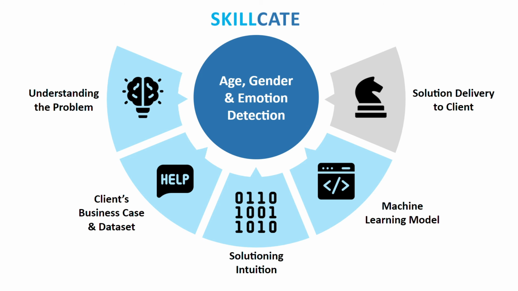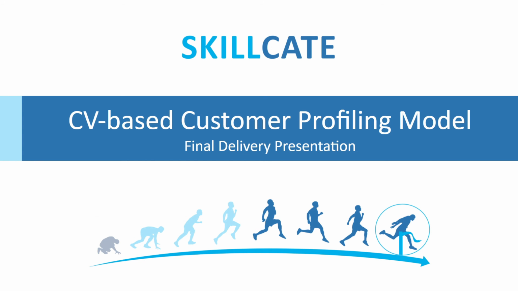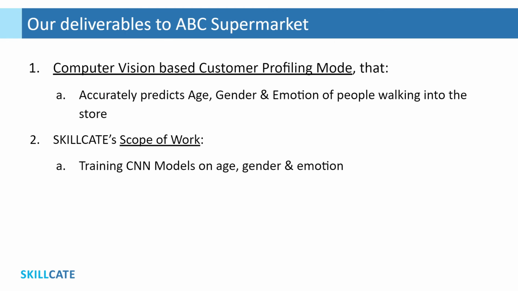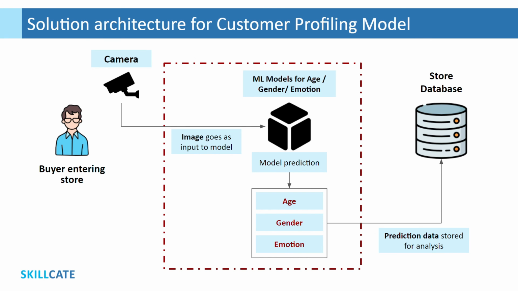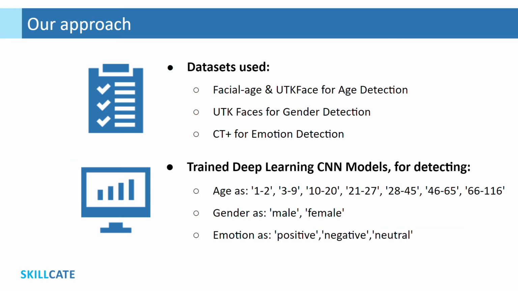As we were working all this while for our client ABC Supermarket, who wanted to build a computer vision based customer profiling model, let's go through our client presentation that we need to make to them for this project. So our scope was to train CNN models on age, gender, and emotion detections. This is the high level architecture for the customer profiling model that is to be built. Next, we tell them details of the datasets we used and the prediction labels for age, gender, and emotion.